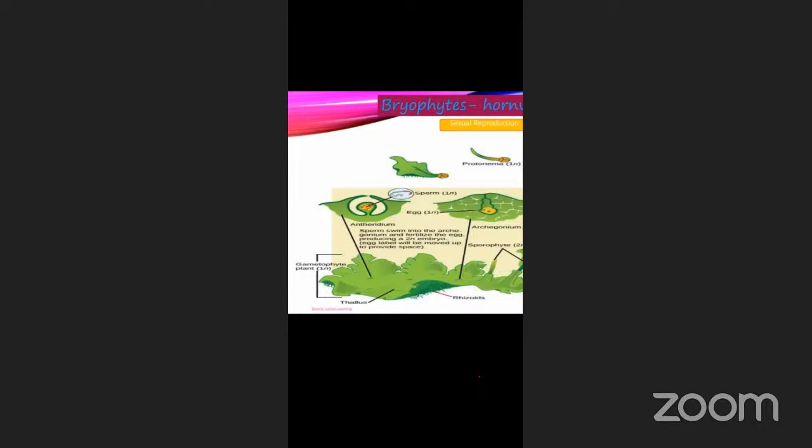Okay, as usual, we know that. All human beings, animals, and plants also, based on their structure only, we can divide into different groups. We know that, yes or no? Yes, sir. Based on morphological structures and anatomical structures only. Here, they are differentiated into three classes: Hepaticopsida, Anthocerotopsida, and Bryopsida.